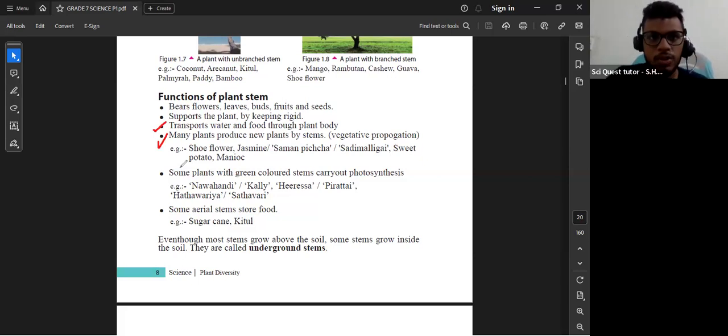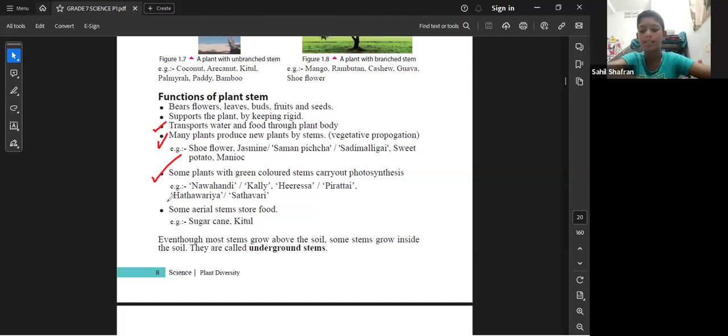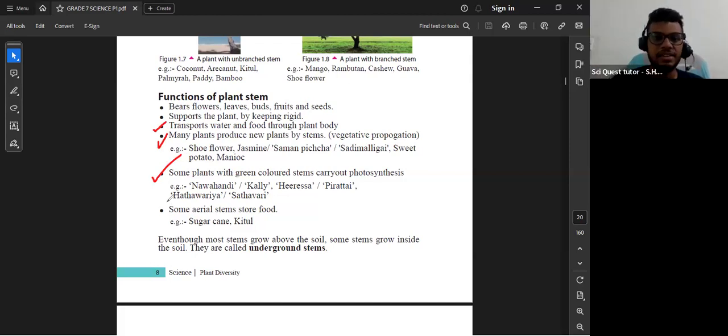So the last student, I think that's the student who joined newly today. Good. Shahil, can you read this particular function? Some plants with green colored stems carry out photosynthesis. Right, very good.